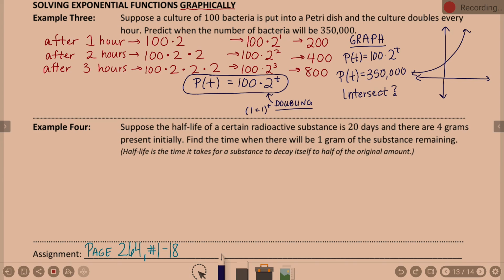So, we need to do some finagling. I don't think I would recommend just zooming out. That's not going to really work for you. Okay, I would change the window by hand. I don't know, if you zoomed out enough, maybe you could then zoom back in, but it takes a little bit to get 350,000. Okay.